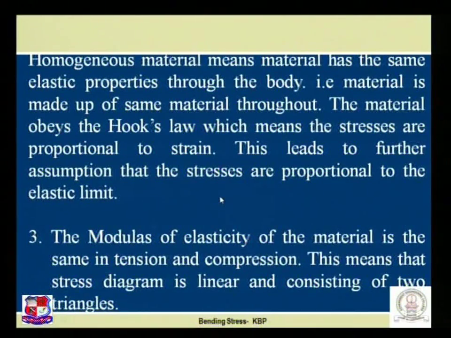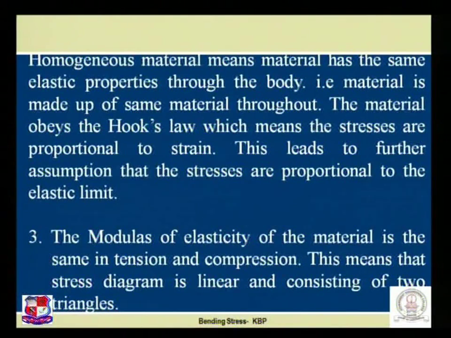The material obeys Hooke's law, which means that the stresses are directly proportional to the strain. This leads to the further assumption that the stresses are within the proportional elastic limit. I wish you have understood these assumptions very well.